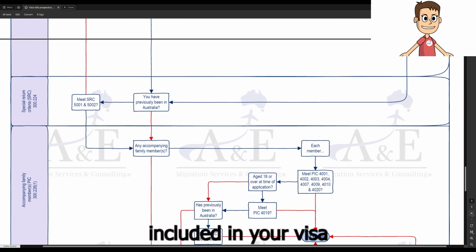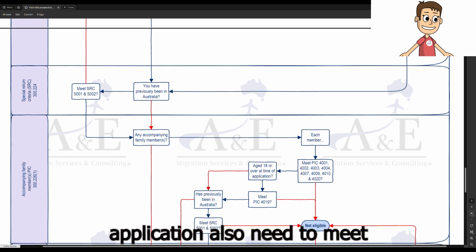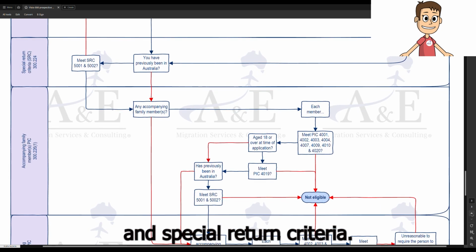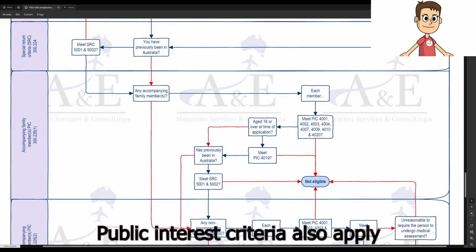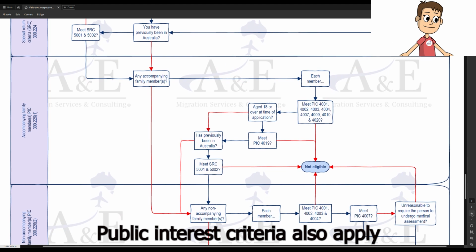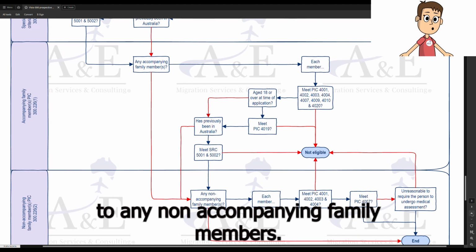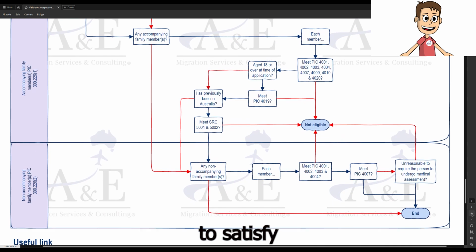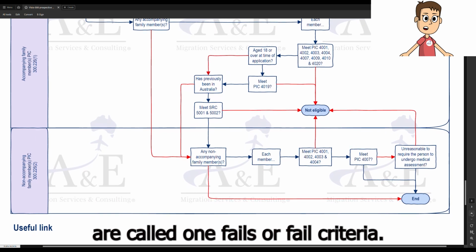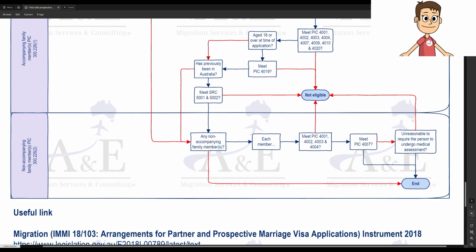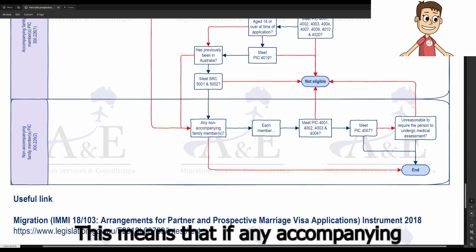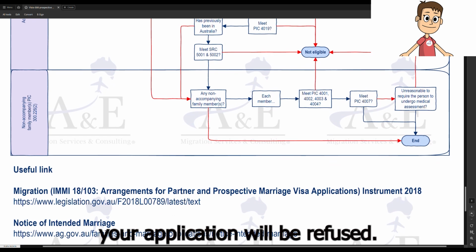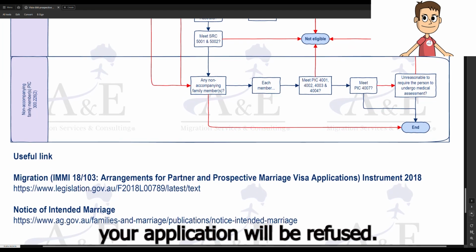Accompanying family members included in your visa application also need to meet these public interest criteria and special return criteria. Public interest criteria also apply to any non-accompanying family members. These criteria for the family members to satisfy are called one fails, all fail criteria. This means that if any accompanying or non-accompanying family members do not meet these criteria, your application will be refused.